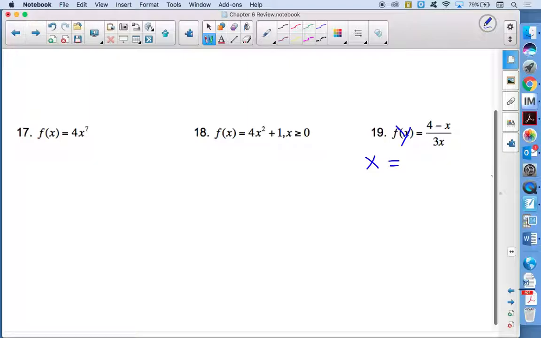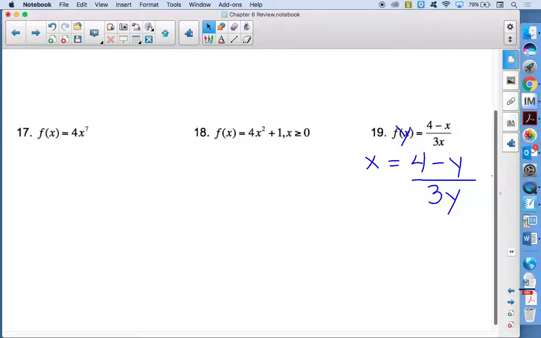So now it's x equals, and on the other side, 4 minus x is now 4 minus y, because she said replace x for y and y for x. And on the bottom, there's another x, so that also has to change to y. So if there are 2 x's, both of those x's have to be replaced with the y variable. If there were 5 of them, they would all have to be replaced with the y variable.